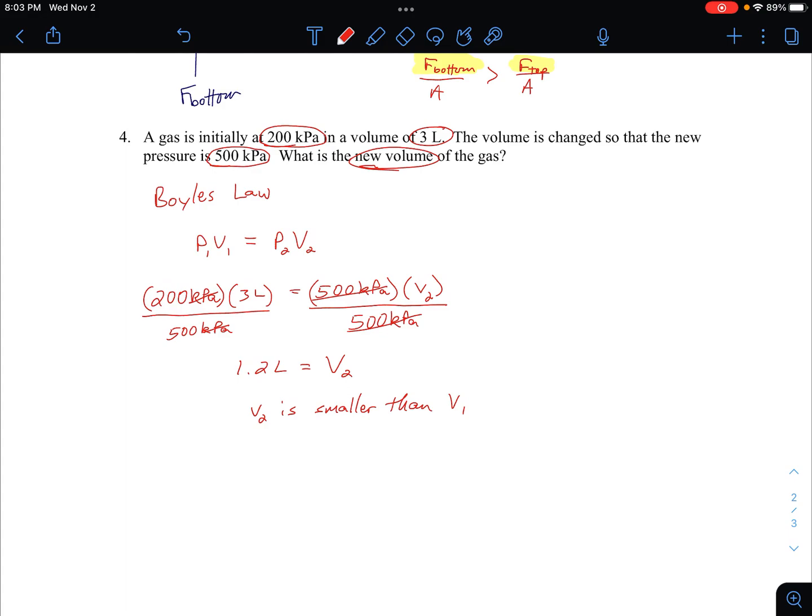Let's think about it. The gas was initially at 200 kilopascals. So over here I've got 200 kilopascals. It was finally at 500 kilopascals. So think about trying to increase the pressure of a gas. Would you do that by making the volume smaller? Yes, we would. We would push the gas into a smaller space, which would increase its pressure. So this makes conceptual sense as well.